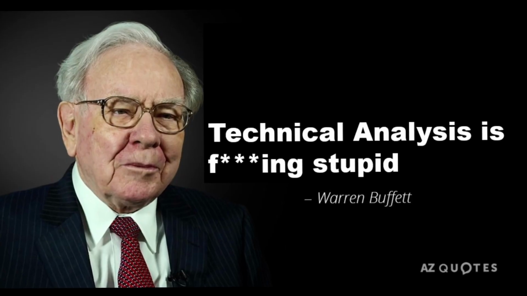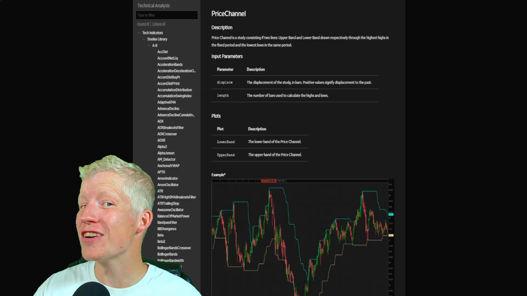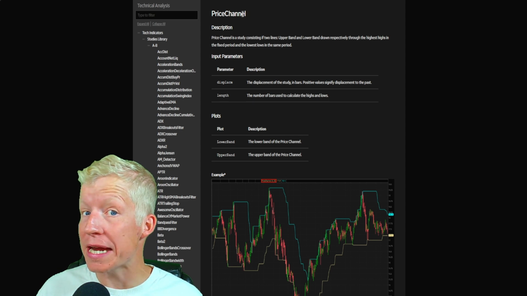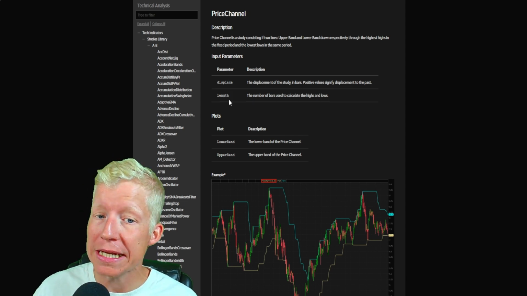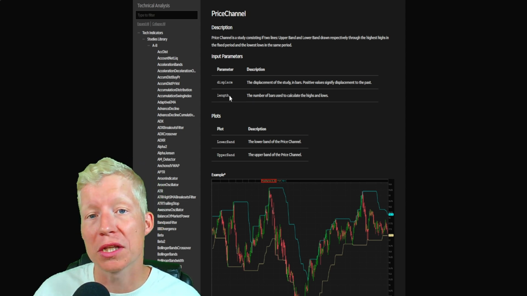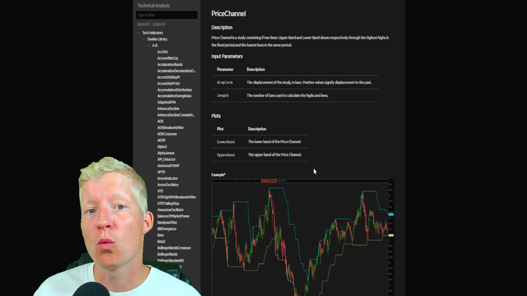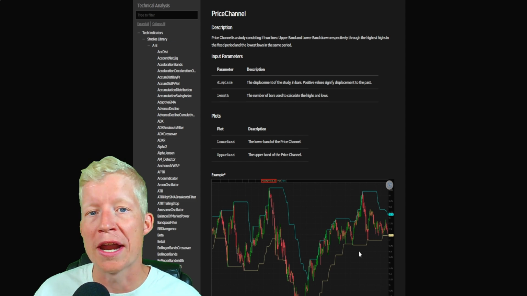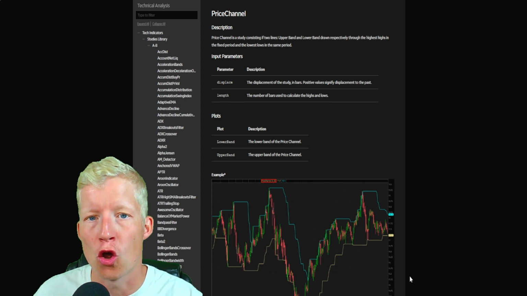Warren Buffett once said, technical analysis is fucking stupid. But the future is now, old man, because today we are going to be looking at the price channel indicator, which based off of an input parameter length that you can set will automatically plot the high and low support and resistance lines on your chart.